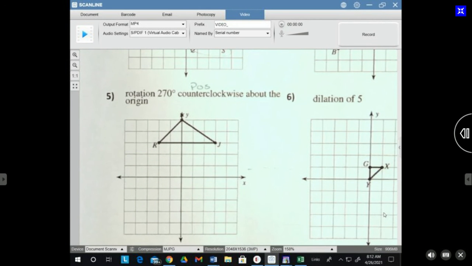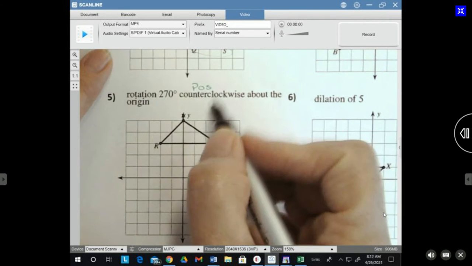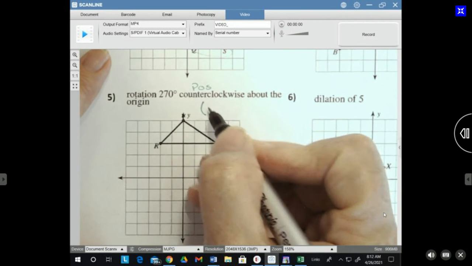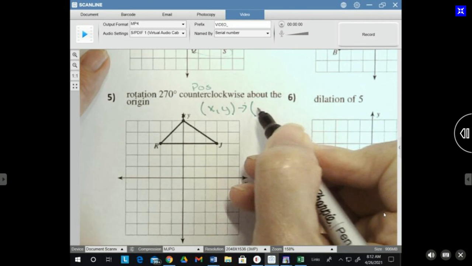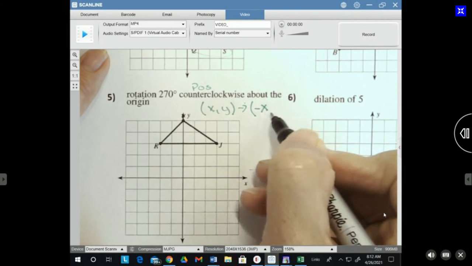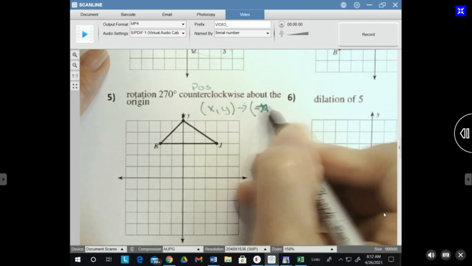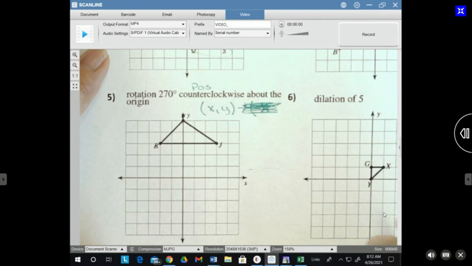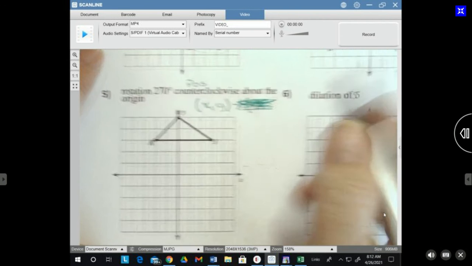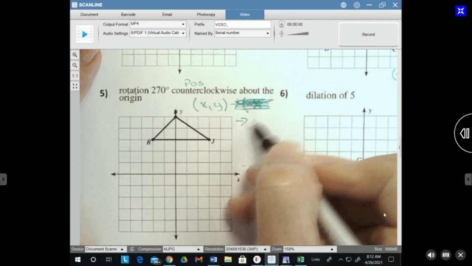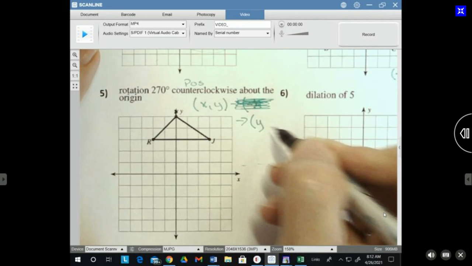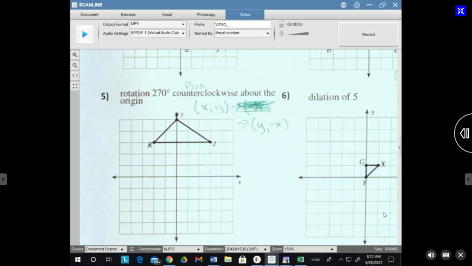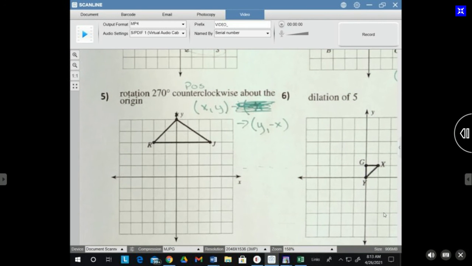Can anybody tell me the rule for 270, positive 270? Perfect. Opposite, what? Flip. Y comes first. The number stays the same, but it comes first. Like everybody said, opposite of X.